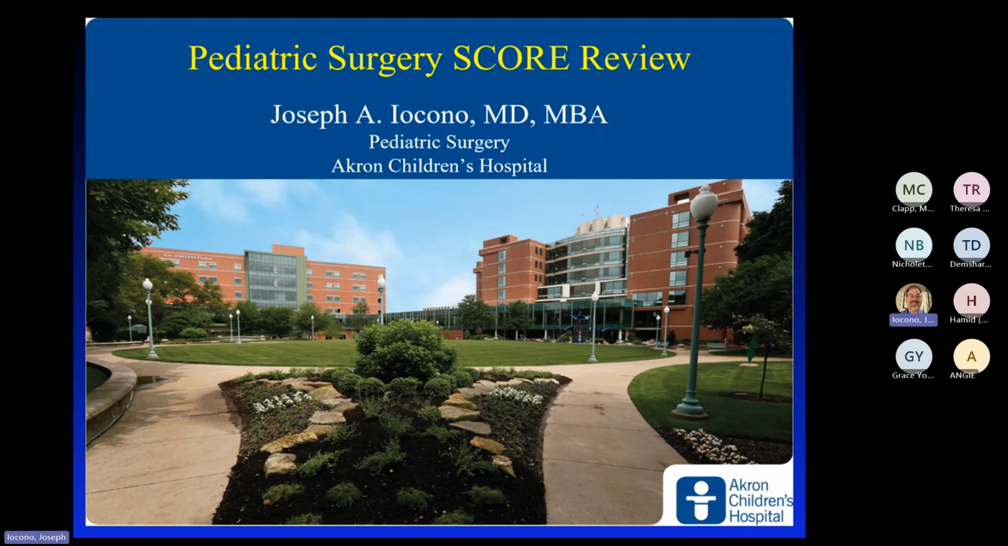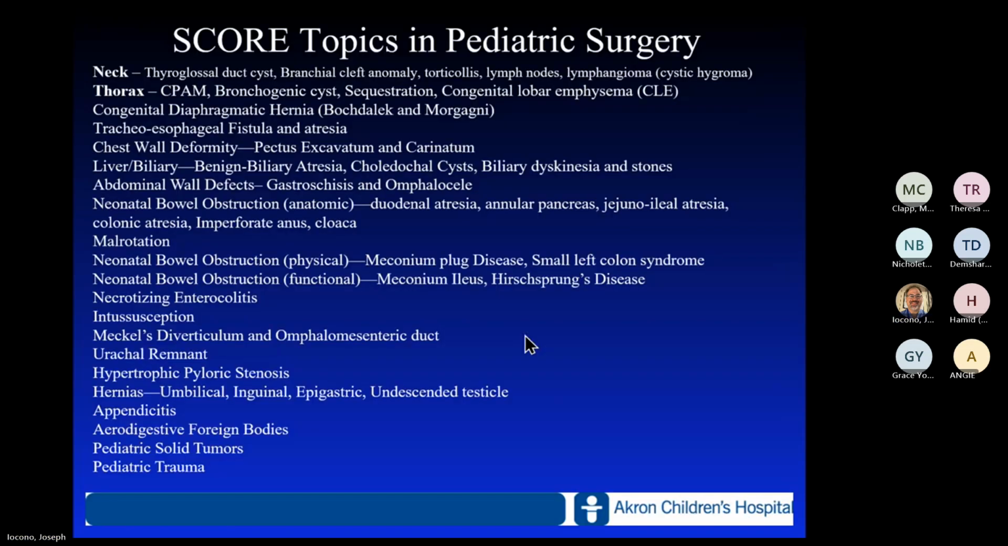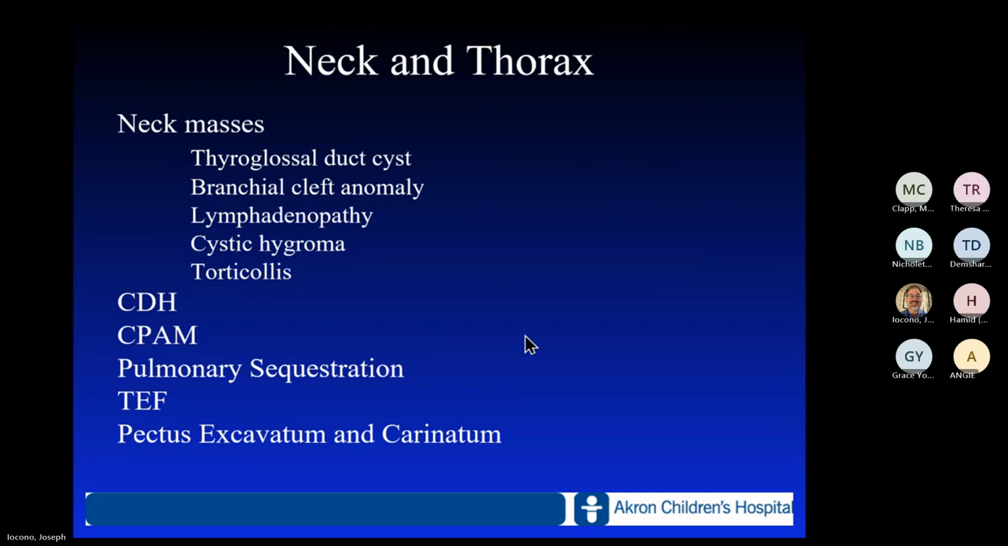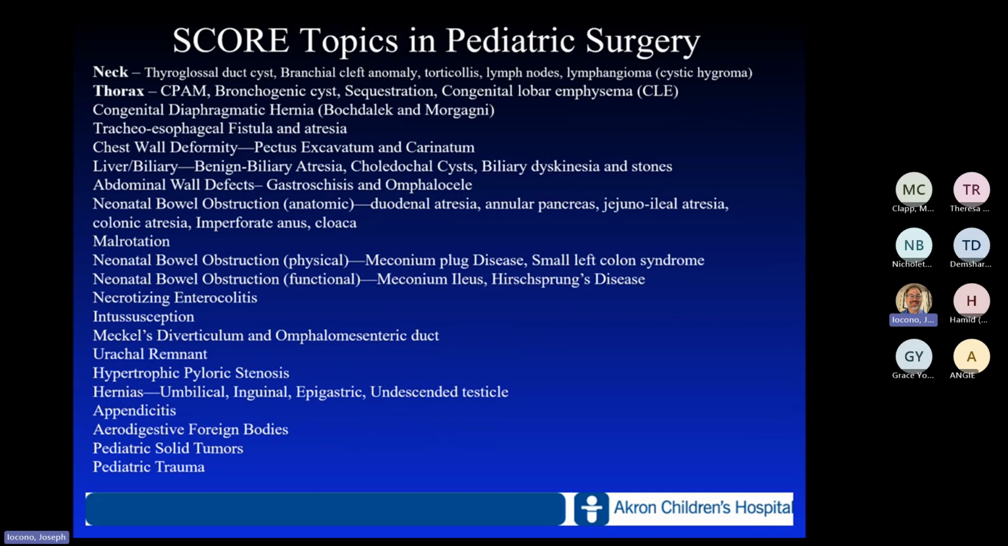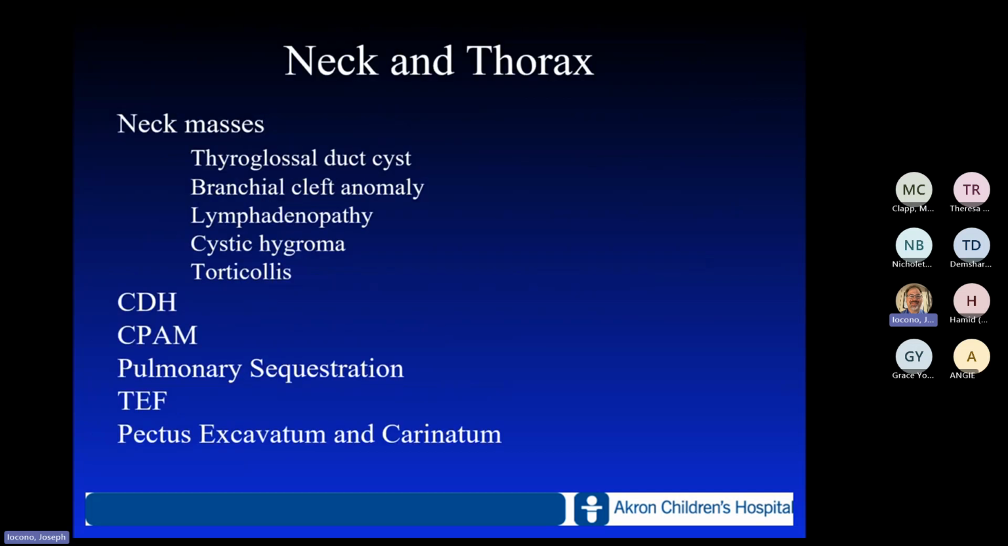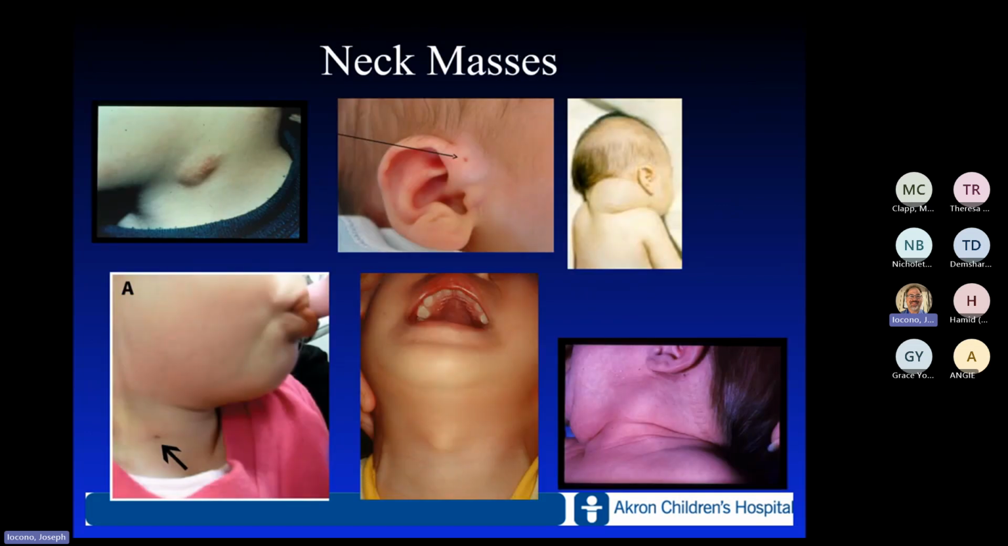We're going to review the score topics for pediatric surgery as quickly as we can. I'm going to start with neck and thorax, and then we're going to go all the way through trauma and all the way to solid organ tumors. Here are our topics for neck.